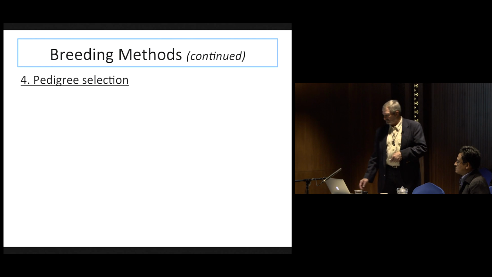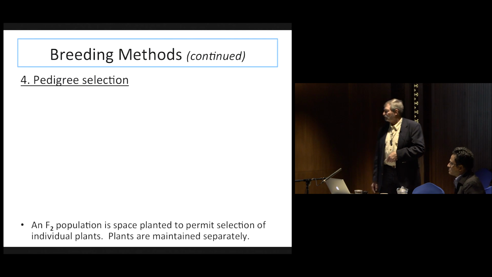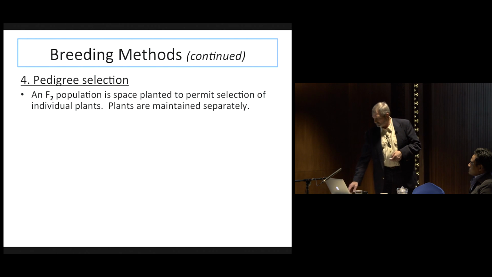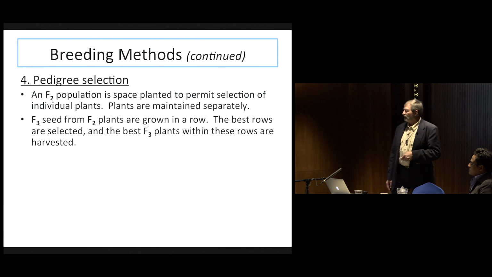Pedigreed selection. So if you have an F2 population that would be space planted, that would allow you to select individual plants. From that point on, those plants are maintained separately. They are not composited into a bulk. The F3 seed from these F2 plants could be grown in a row. The best rows are then selected, and the best F3 plants within these rows are harvested.